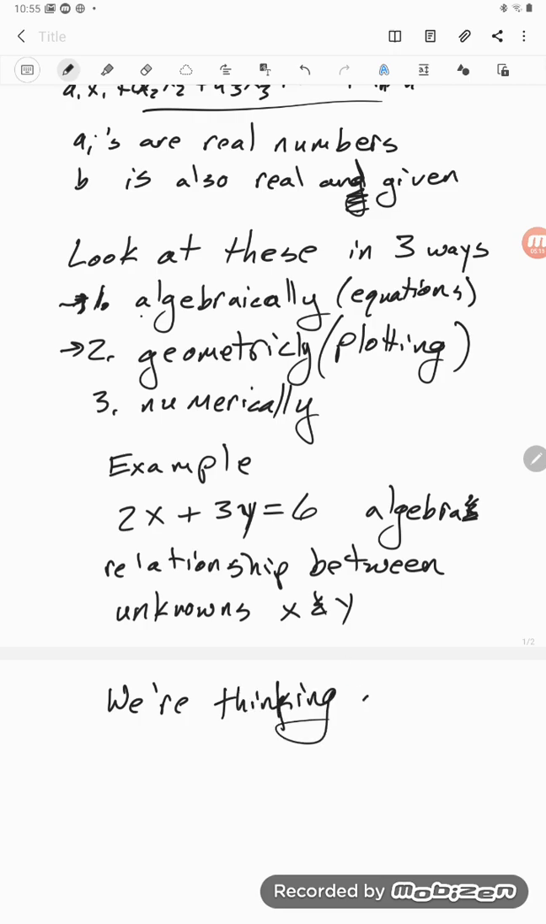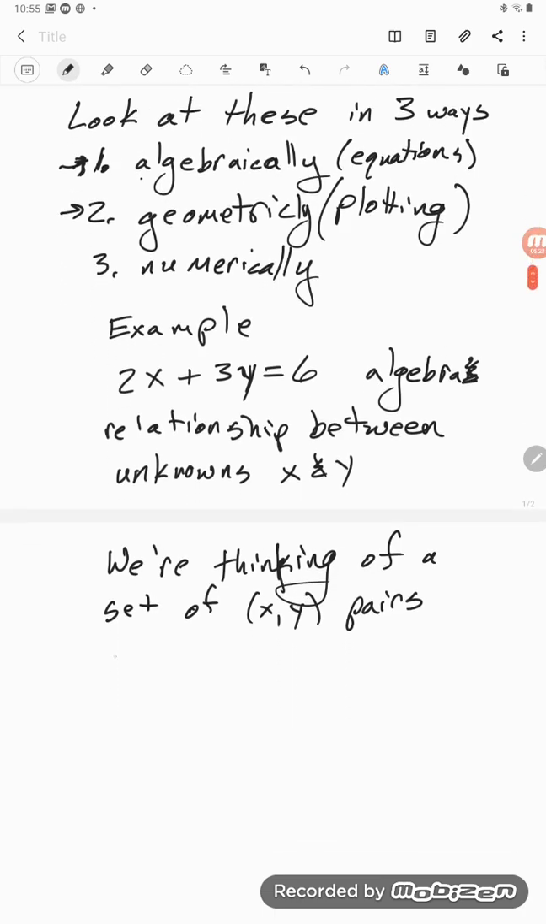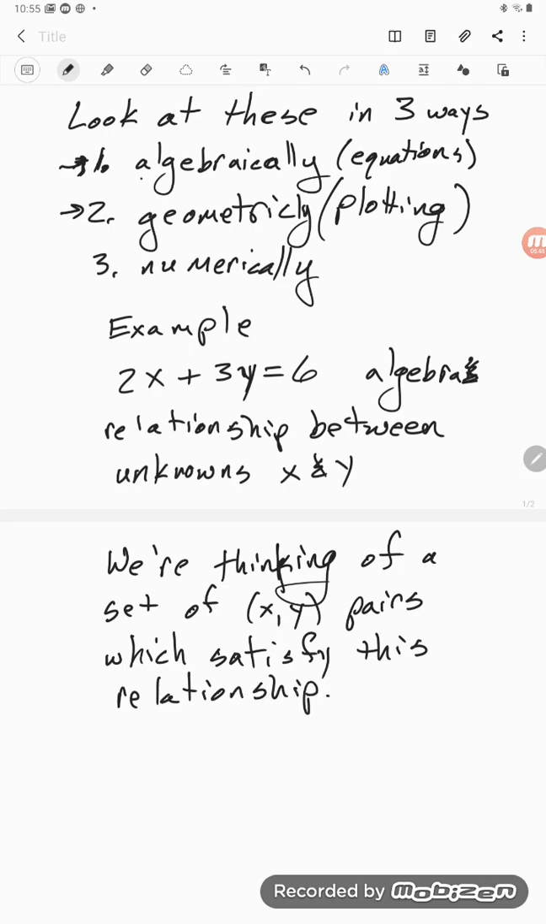And so here's our relationship, is that we're thinking of a set of xy pairs which satisfy this relationship. So that's algebraically. So symbolically, we've said, oh yeah, this is the case.